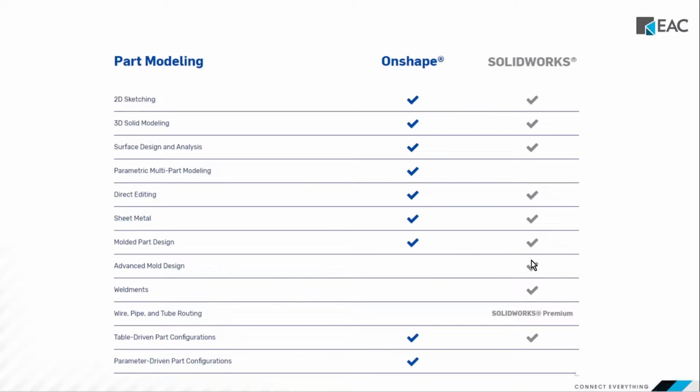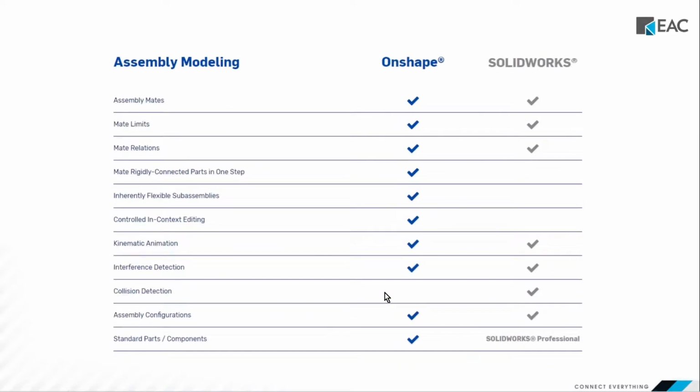So, as SOLIDWORKS grew over the years, they got more and more capabilities. So molds, doing weldments, piping, cabling, things like that are part of SOLIDWORKS, whereas with Onshape, a lot of times we would go maybe to a third-party package to do that. If we look at assembly modeling, again, fairly similar. They use this word mates, and we'll talk about this in a little bit. They're a little bit different in the two systems, but the ideas are fairly similar.